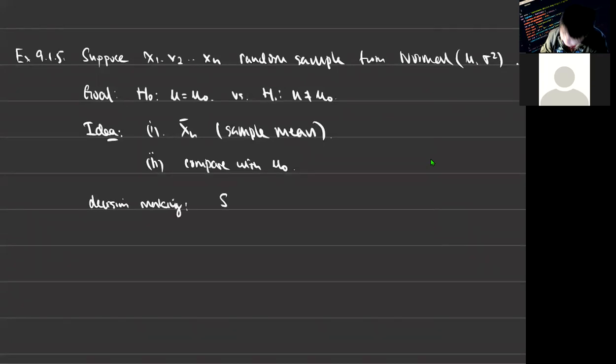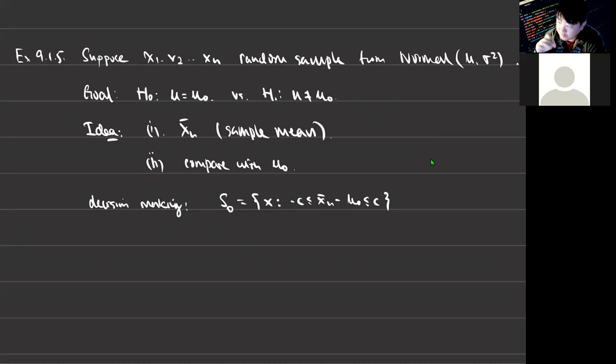Essentially, we're looking at a set. I'll just call it S0 to indicate the set for the null hypothesis. And this is going to be the set of X such that, the colon means such that, this Xn bar minus mu naught is within a certain range. Now, as of this point, we don't really know what that range is. So we're just going to use a random letter. We're going to call it C. So it's within this range C.